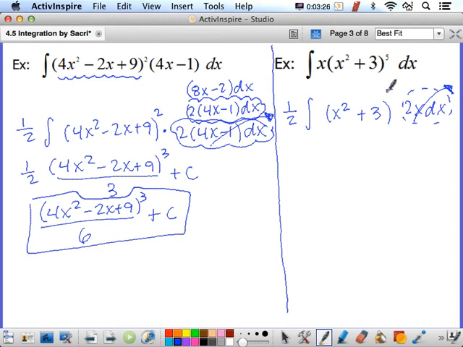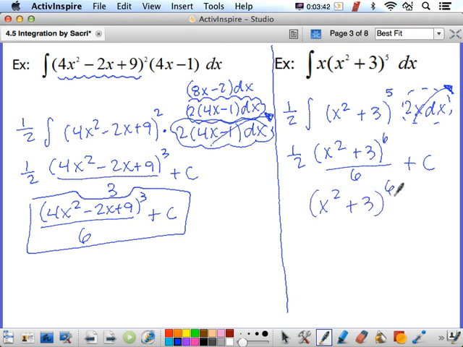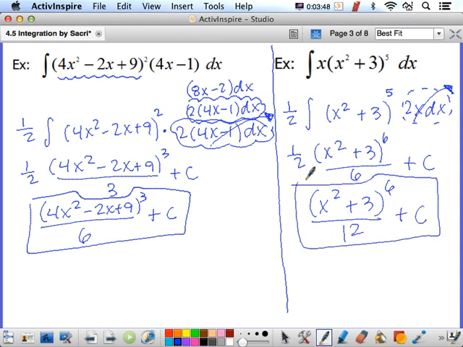That allows us to add 1 to the power, so that will become x squared plus 3 to the 6th divided by 6 plus c, and the 1/2 stays out front, comes along for the ride, and that brings us to x squared plus 3 all to the 6th over 12. Perfect. So once you do like 6 or 7 of these, they really do get faster, and your brain starts to see the pattern. You start immediately looking for that derivative of the inside to get away.